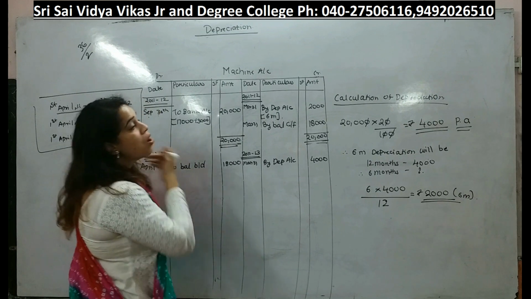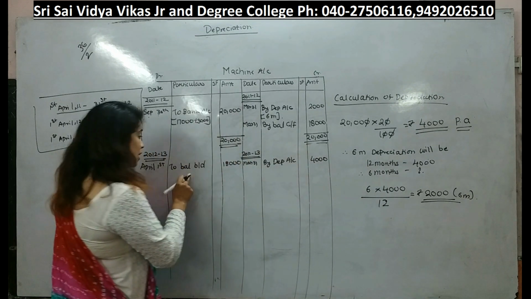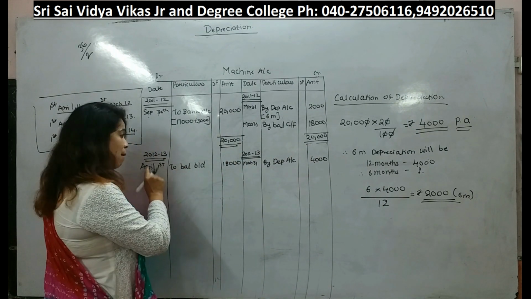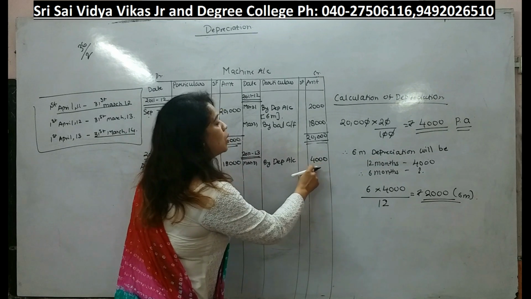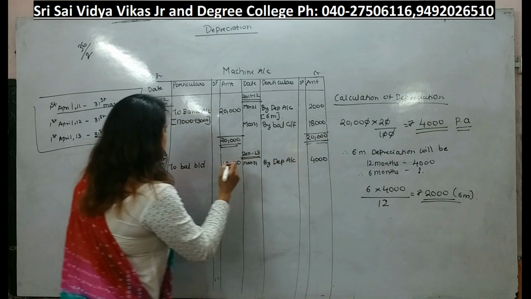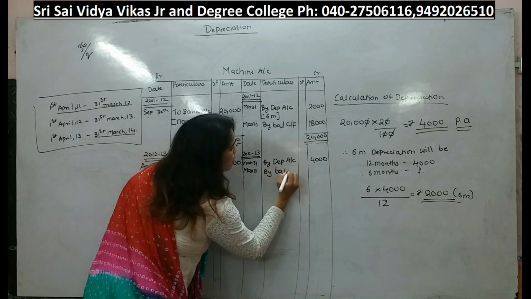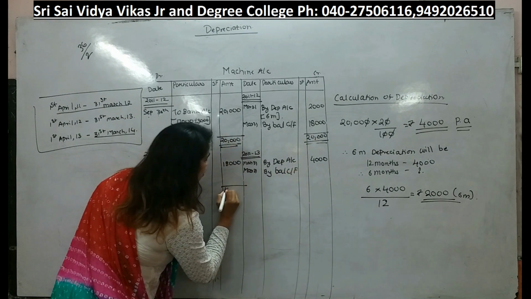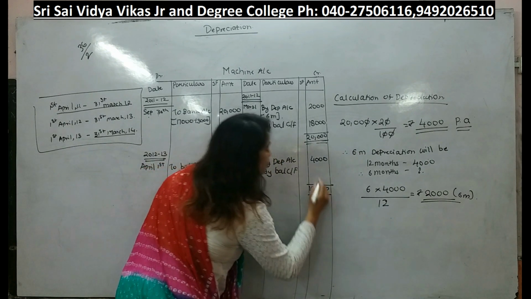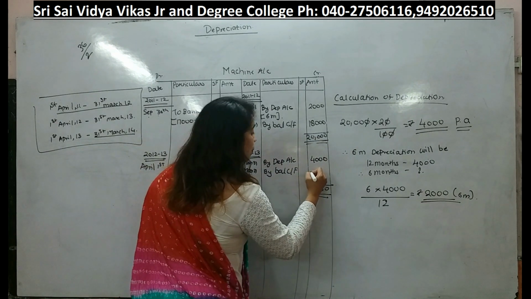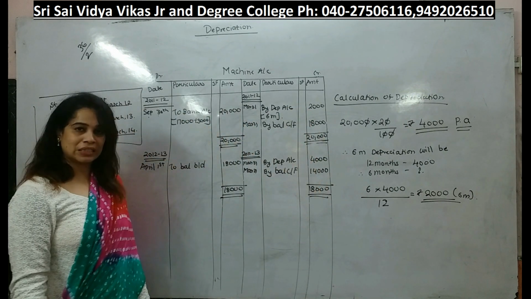Understand, students, why are we taking 4,000? Why not 2,000? Because 2,000 is for 6 months, whereas in the second year we have used the asset from April to March. Count how many months we have used the asset: 12 months. That's why the value will decrease by 4,000. Apart from it we don't have anything. On March 31st, balance carried forward. The value of the asset was 18,000. After depreciation at the end of the year the value will become how much? It will be 14,000. Are you understanding this?